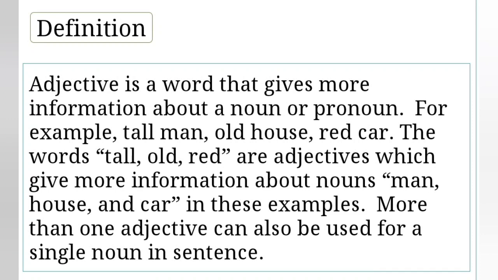For example, tall man, old house, red car. The words tall, old, and red are adjectives which give more information about the nouns man, house, and car. More than one adjective can also be used for a single noun in a sentence.